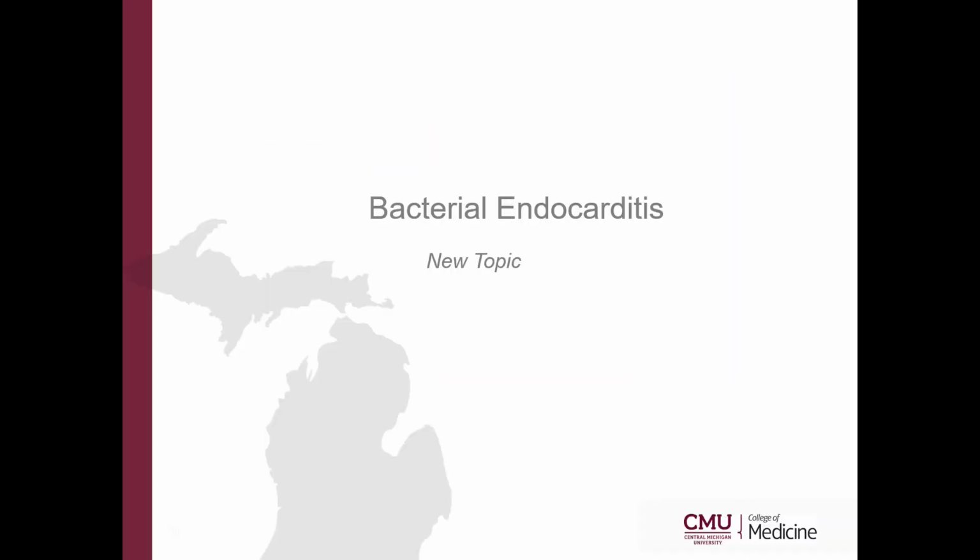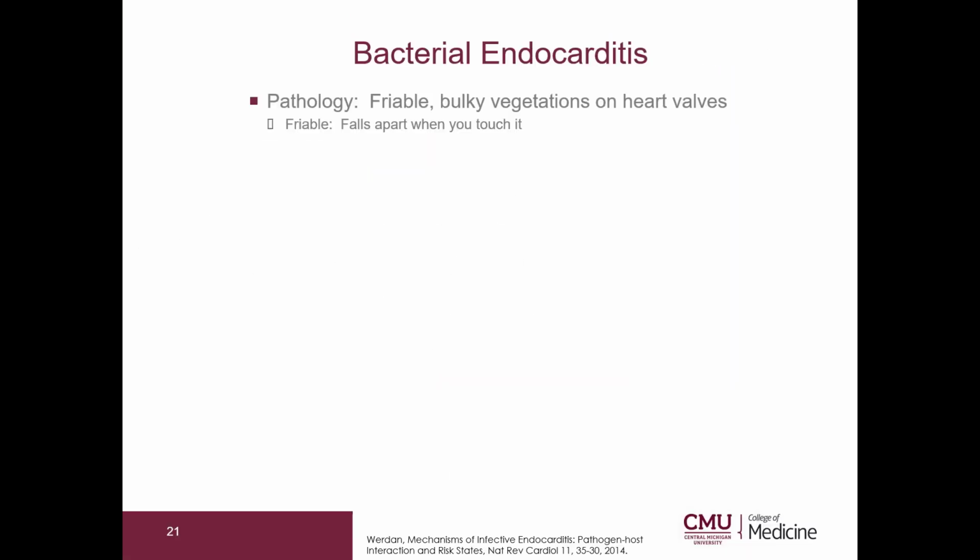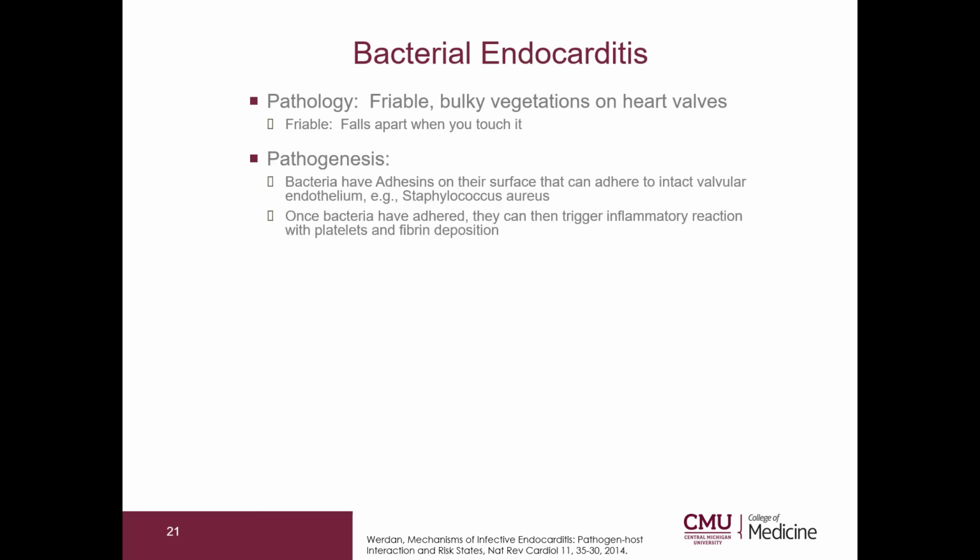Let's go on to bacterial endocarditis. The pathology of bacterial endocarditis is friable, bulky vegetations on the heart valves. Friable means that something falls apart when you touch it. The pathogenesis is that bacteria have adhesins on their surface that can adhere to intact valvular endothelium. For example, Staphylococcus aureus is one of the bacteria that has these properties. Once the bacteria have adhered, they can trigger inflammatory reactions with platelets and fibrin deposition.